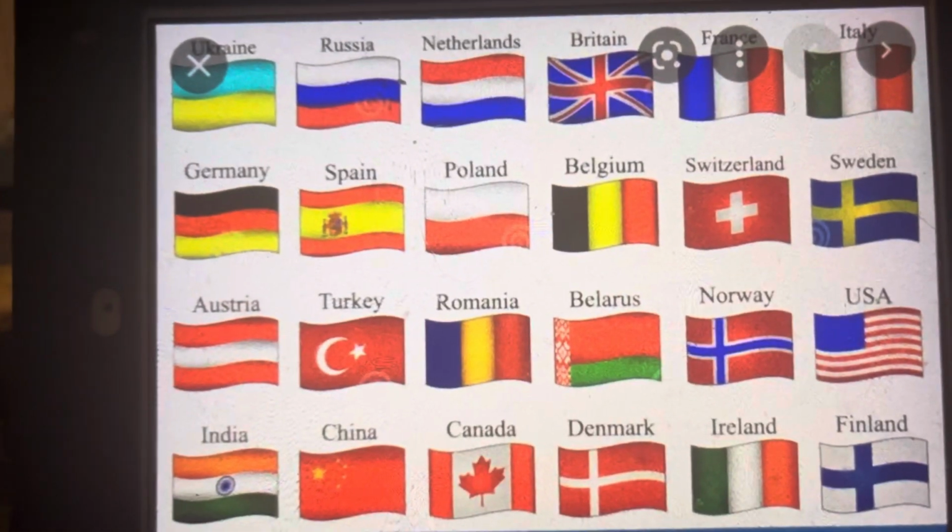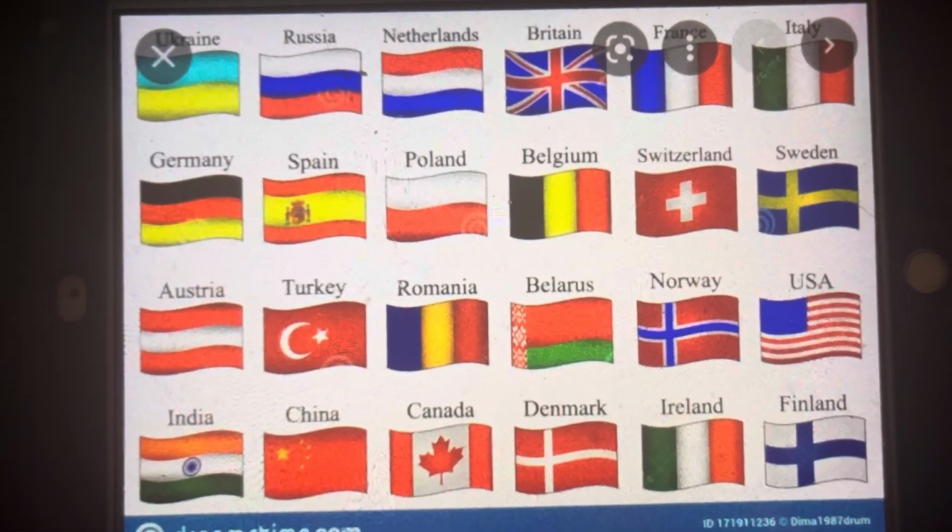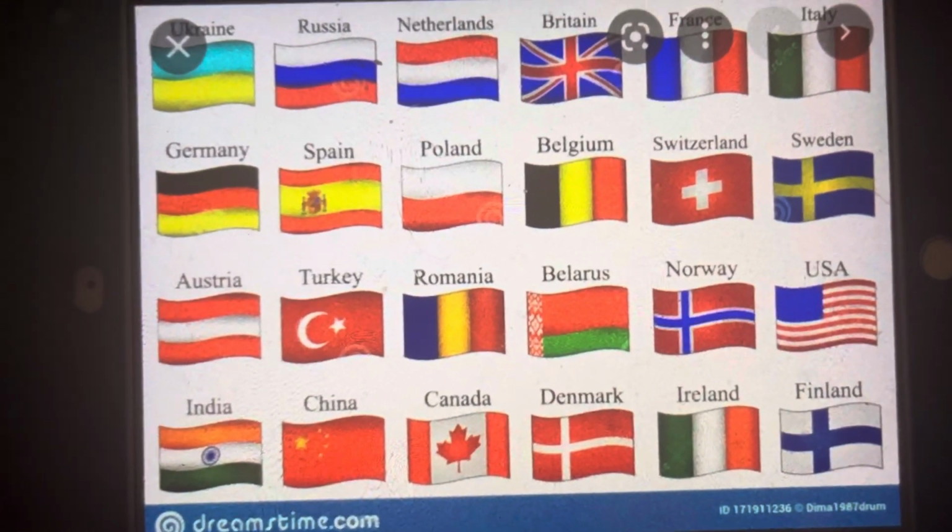Now we know our alphabet, with the letters from A to Z.